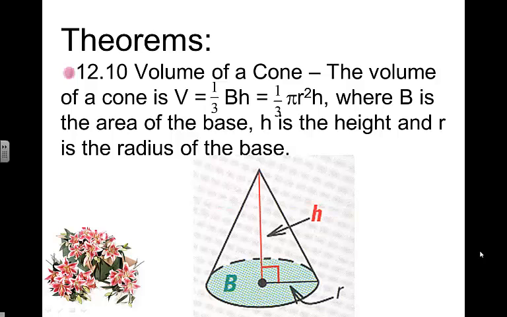Okay? Now the volume of a cone is volume equals 1/3 the area of the base times the height. And again, the base of a cone is always going to be a circle, so that will be pi r squared times h. So the volume of a cone is 1/3 pi r squared times height. Alright?